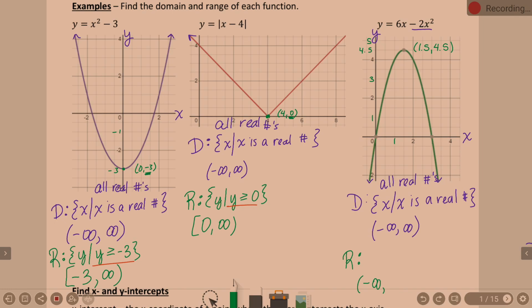And which value do we need? Since we're talking range and up or down, we need the y value. So this is going up to 4.5. Parenthesis or bracket. Does the graph touch 4.5? Yeah, we touch a point that's on the 4.5 line. So that means if you recall from yesterday, we're going to use a bracket.